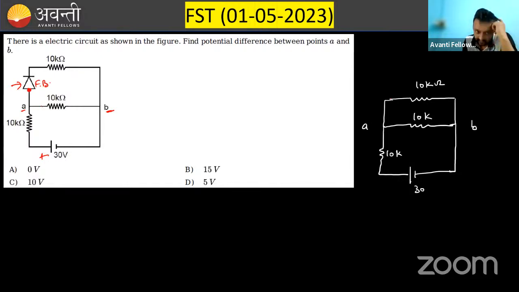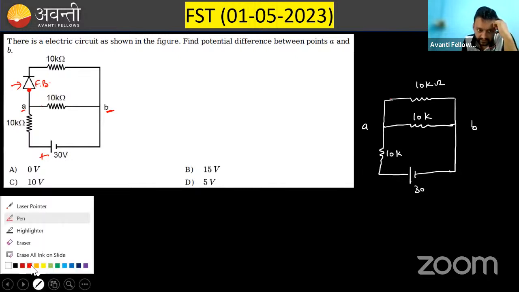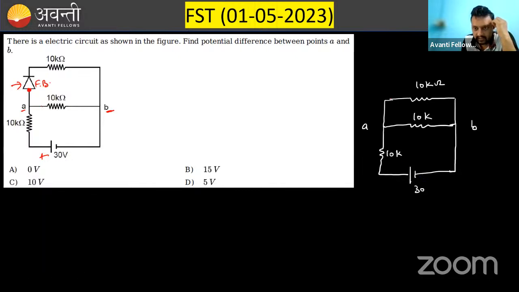point B. Clear? So first of all, starting with the battery, if I see this point is 0, this point is 30 volt. So whenever the wire is going, it is going to be 0. Clear? Whenever this wire is going, it is going to be 30. So at this point, it is 30. And there is a resistor, so potential will change. Let's suppose at this point, potential is V.